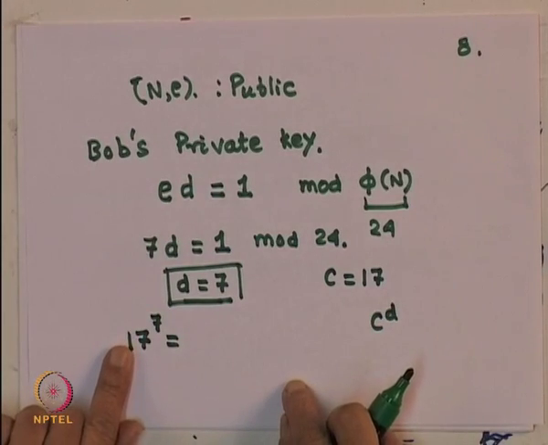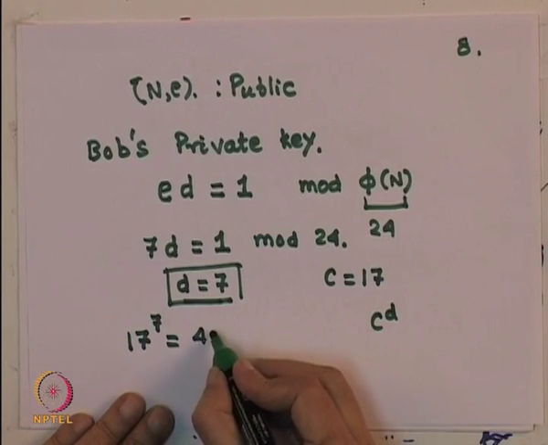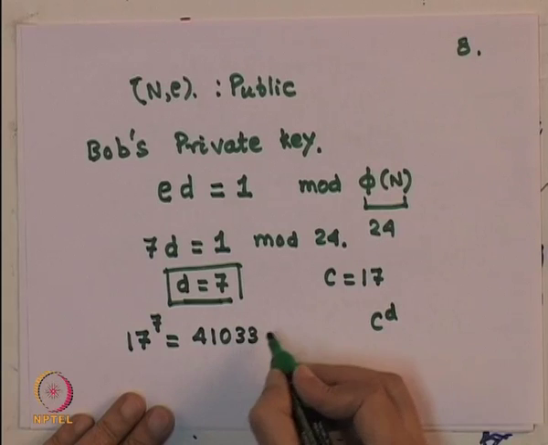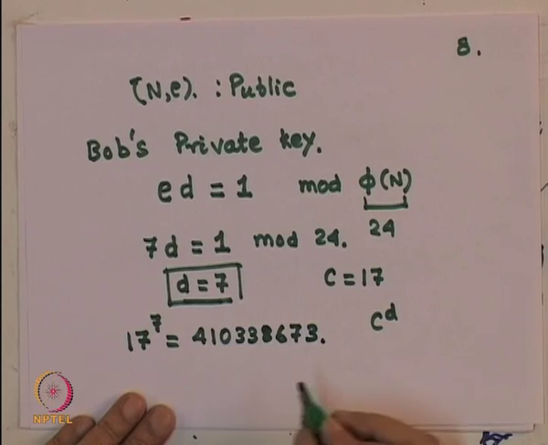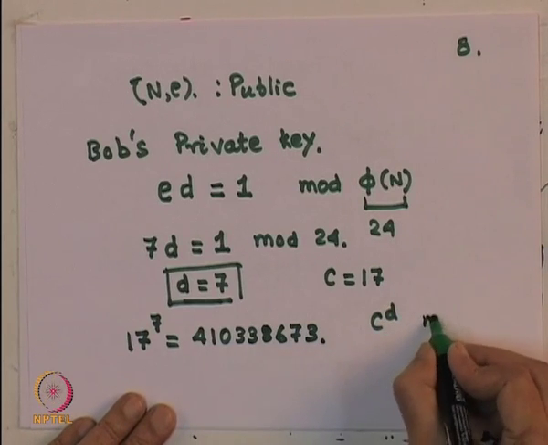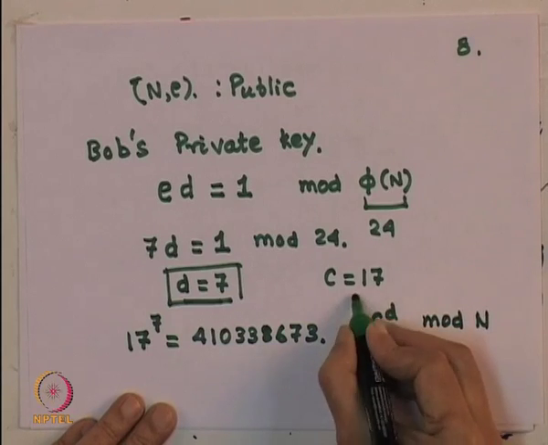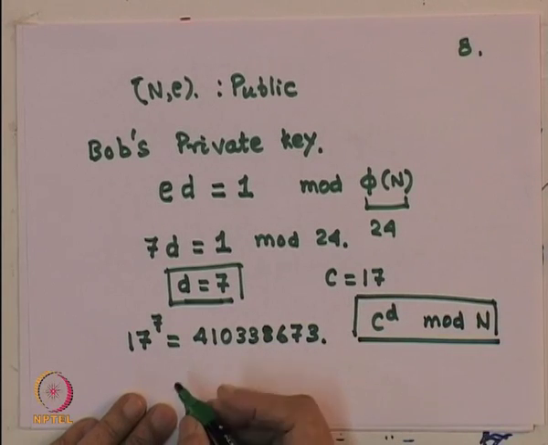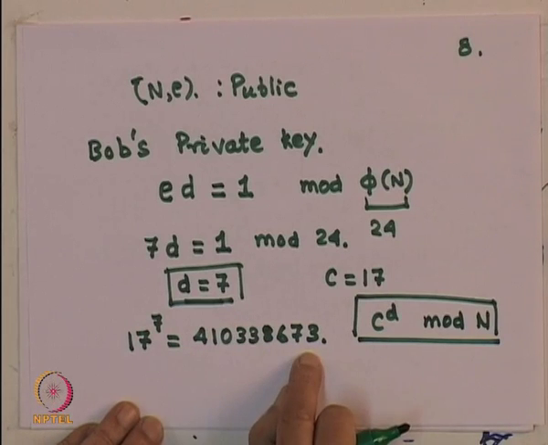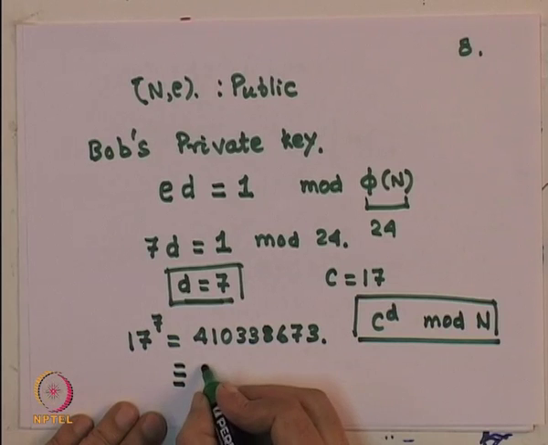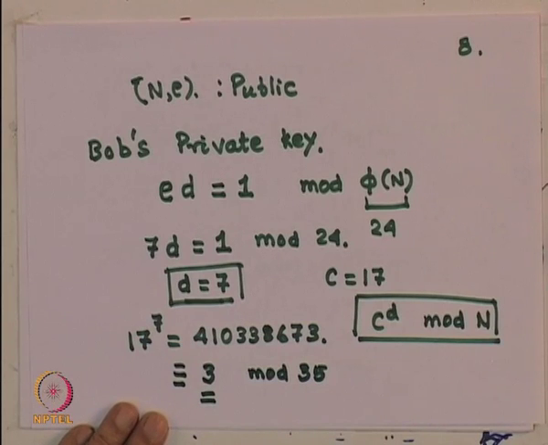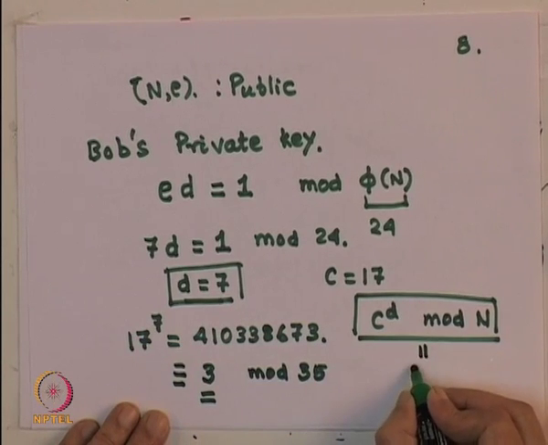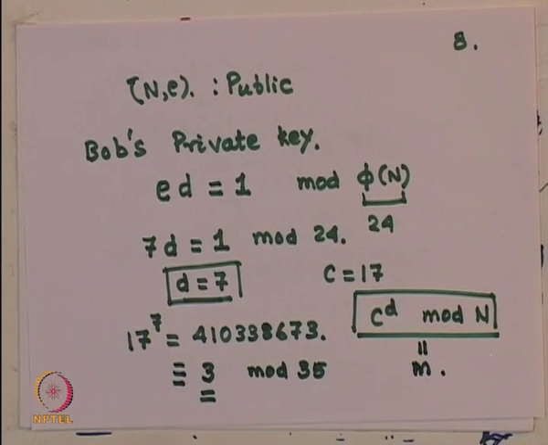And this turns out to be a fairly large number. In fact, I will write it down. It is 410338673. And he computes it modulo n. If you do this modulo n, modulo 35, this will turn out to be 3 mod 35 and 3 was the message itself. You can check it for any other pair of numbers that you feel like.